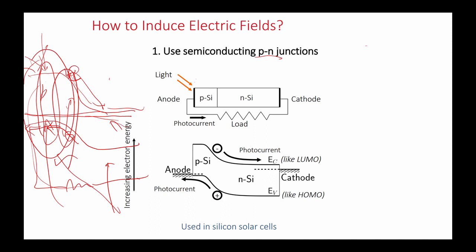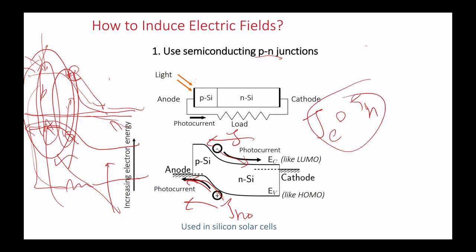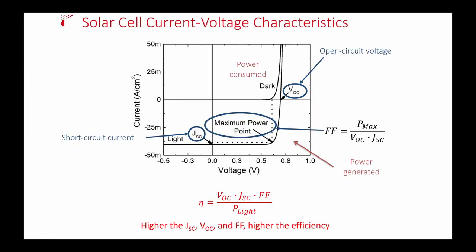So the electrons are going in this direction, so current J will be in this direction. Holes are going in this direction, and J holes will also be in this direction. So the total current will be J electrons plus J holes.